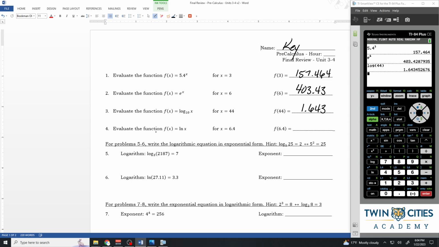And number 4, evaluate the function f of x equals the natural log of x. So the other logarithm that our calculator does is log base e, which is the natural log. So I put in natural log 6.4 for x. And this is 1.856.